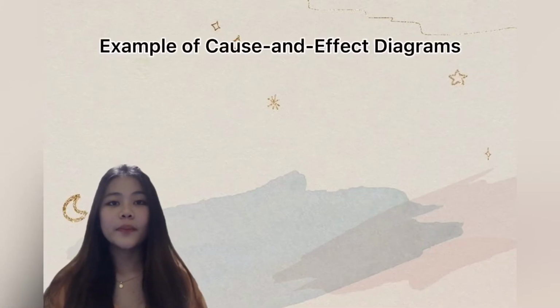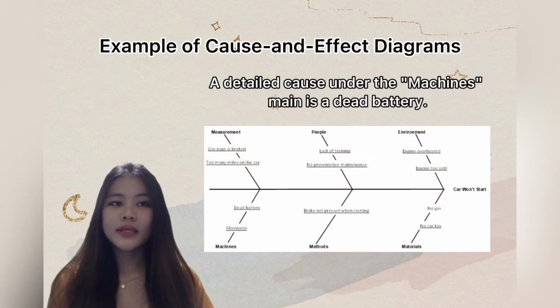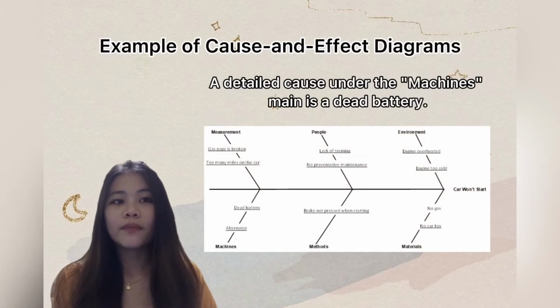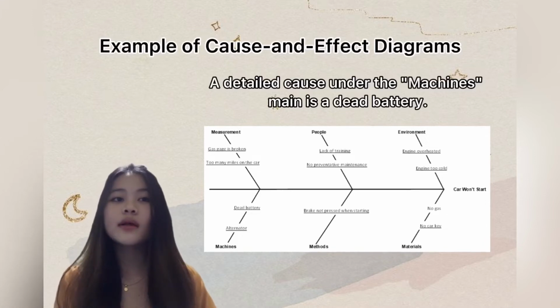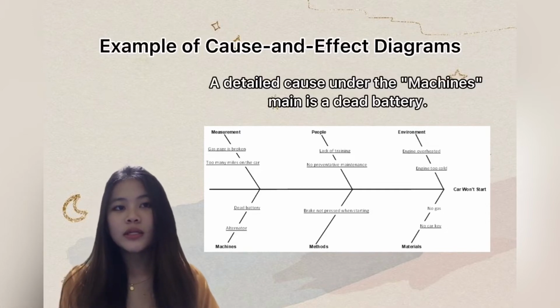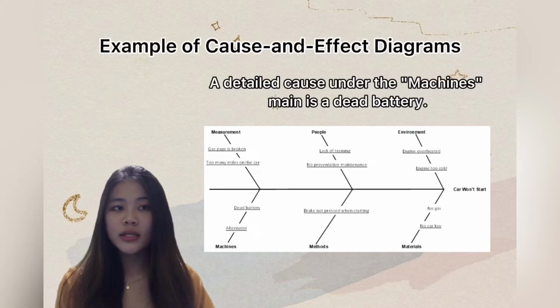And for example, a detailed cause under the machine main factor is a dead battery. Then the 6 main factors in the diagram are often used for cause and effect diagrams. However, you may pick any factor you want to be the main factor. And next is the steps in constructing a cause and effect diagram.